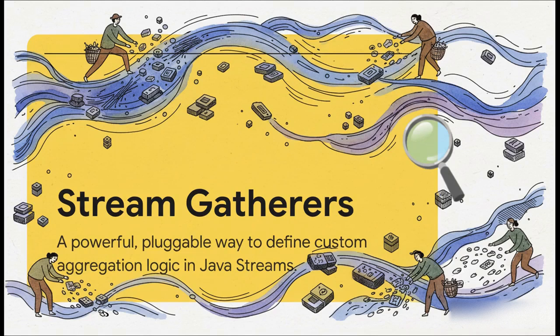First on the list, stream gatherers. Now, if you've ever pulled your hair out trying to wrestle a complex stream operation into submission, maybe trying to write a really complicated custom collector, yeah, this one's for you. Gatherers basically give us a super clean, standard way to build our own intermediate stream operations. It just makes those tricky data transformations way simpler.